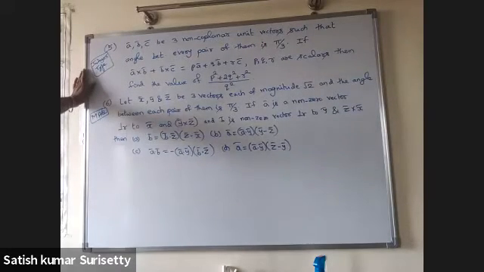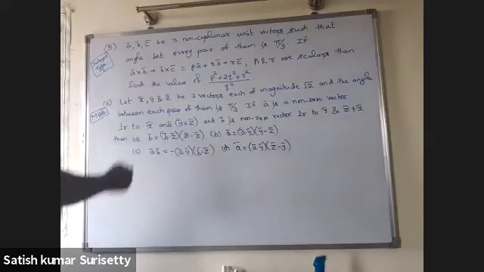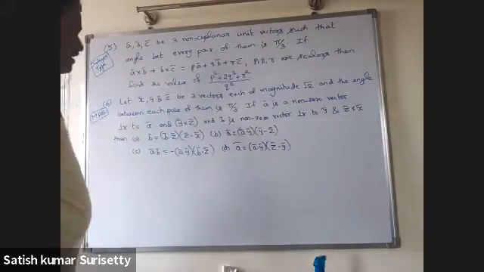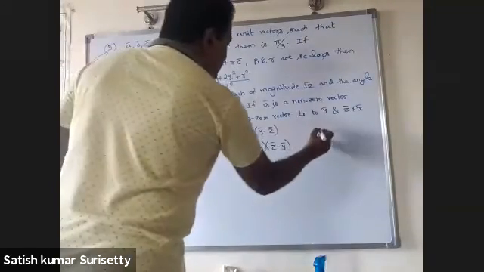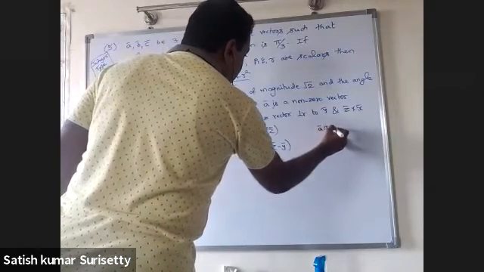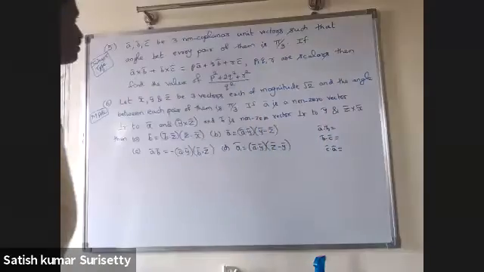So in the fifth problem, a bar, b bar, c bar are three non-coplanar unit vectors such that the angle between every pair of them is pi by 3. If a cross b plus b cross c equal to p into a bar plus q into b bar plus r into c bar, where p, q, r are scalars, then find the value of p square plus 2q square plus r square upon q square. Now, a, b, c are non-coplanar unit vectors and the angle between each pair of them is pi by 3. So you can write a bar dot b bar, b bar dot c bar, c bar dot a bar. So what is a bar dot b bar going to be?